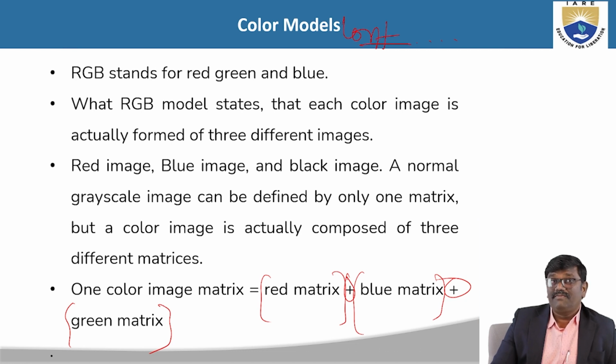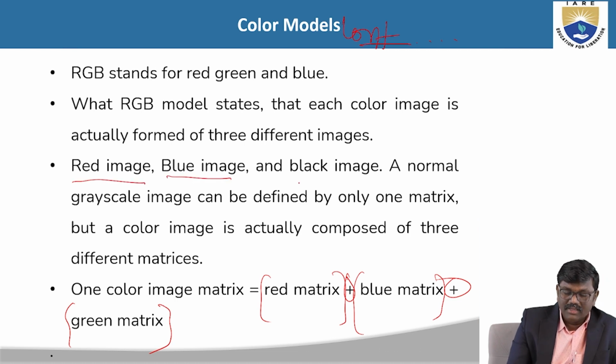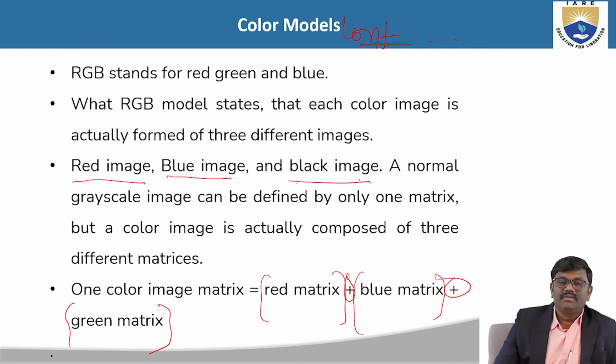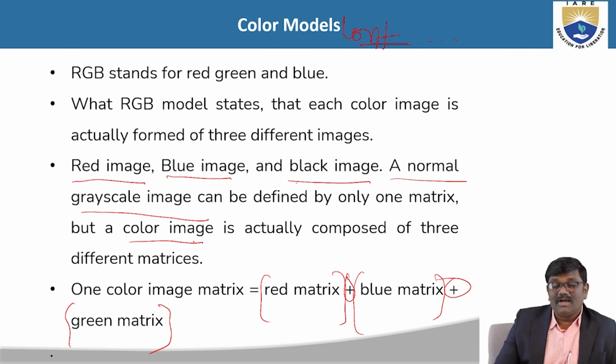What are those three different images? Number one, red image, green image and blue image. By the use of these three different images of colors, a normal grayscale image can be converted into your required color image. It is actually composed of three different matrices. What are those three different matrices?